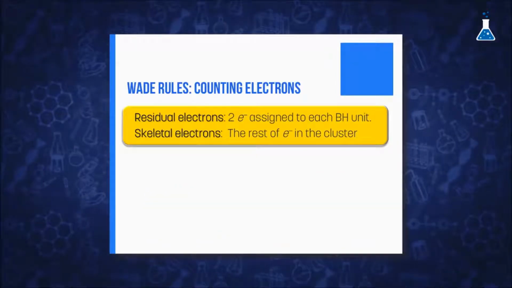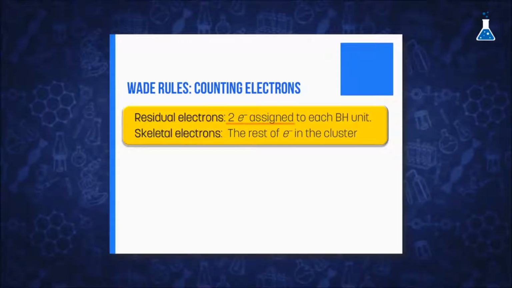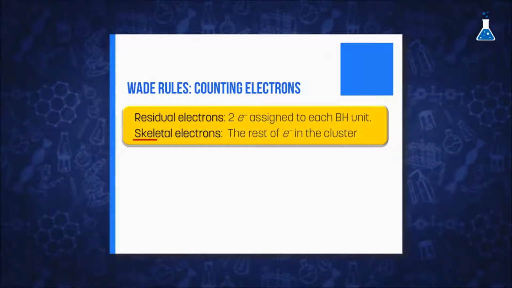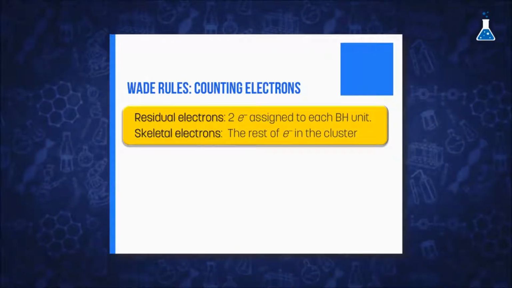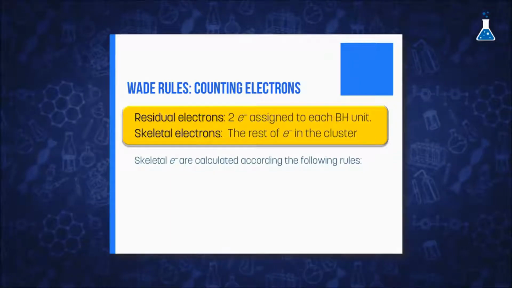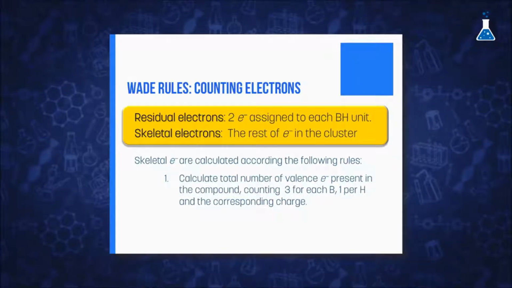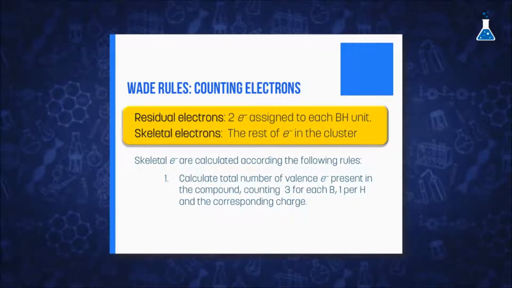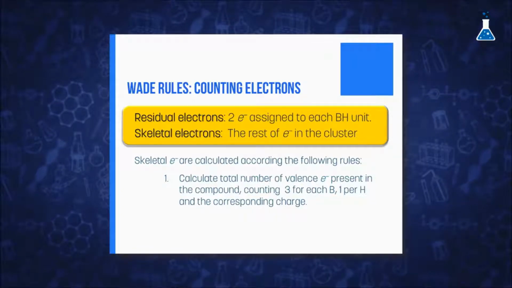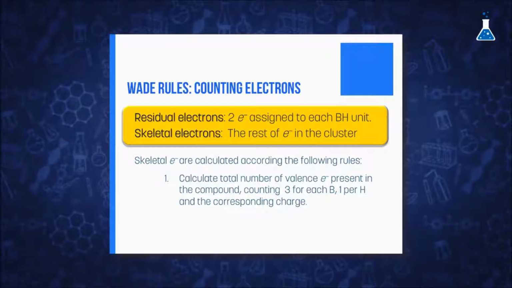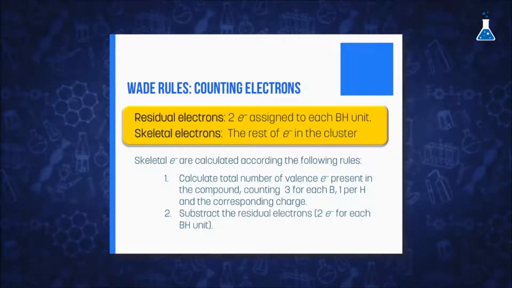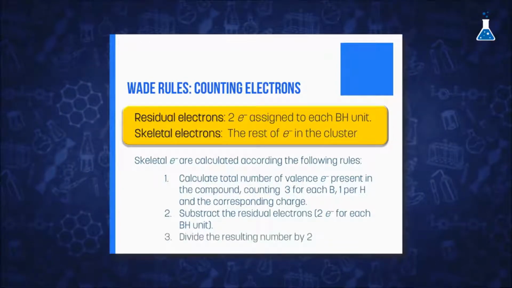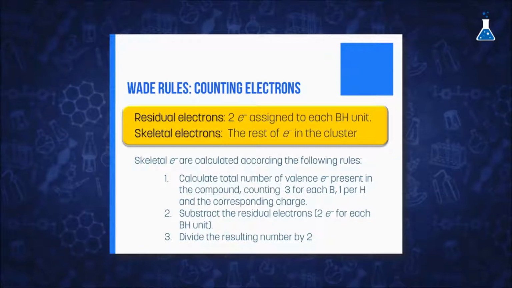Counting electrons: residual electrons are the 2 electrons assigned to each BH unit. The skeletal electrons are defined as the rest of the electrons in the cluster. Skeletal electrons are calculated according to the following rules. First, calculate the total number of valence electrons present in the compound, counting 3 for each boron, 1 for each hydrogen, and adding or subtracting the corresponding charge. Second, subtract the residual electrons, 2 electrons for each BH unit. Third, divide the resulting number by 2.